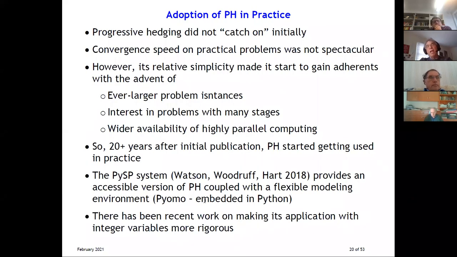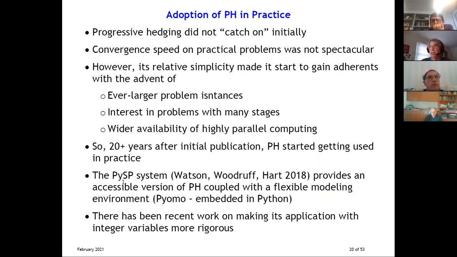Progressive hedging was not a huge hit at the beginning. Convergence speed on practical problems wasn't spectacular, but its relative simplicity means that it started to become more popular in the last 10 years or so, because problems are getting bigger. There's interest in problems with a lot of stages, and interest in parallel computing is going up. So about 20 years after it was initially published, progressive hedging started to get used more.